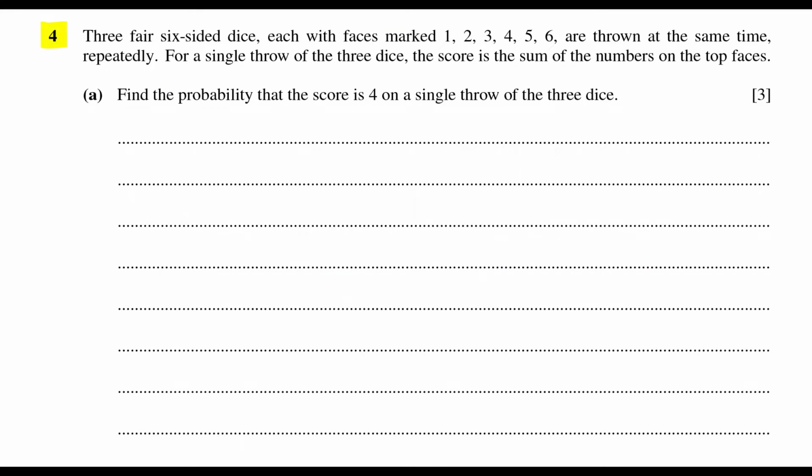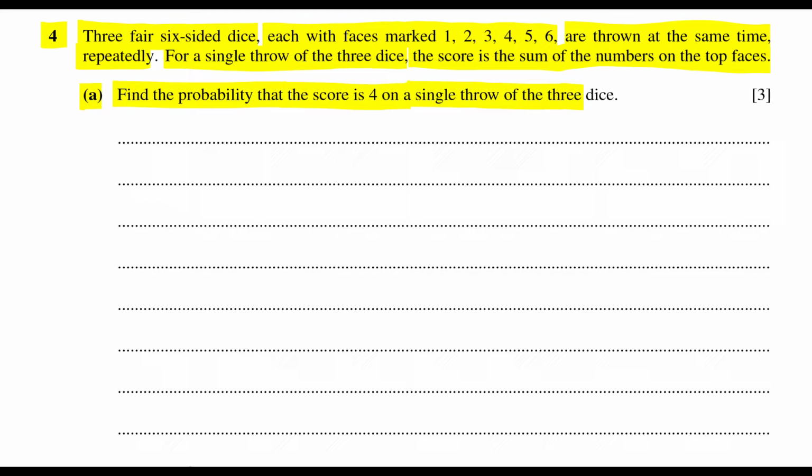This is question number 4. The 3 fair 6-sided dice, each with faces marked 1, 2, 3, 4, 5, 6, are thrown at the same time repeatedly. For a single throw of the 3 dice, the score is the sum of the numbers on the top faces. Part A: find the probability that the score is 4 on a single throw of 3 dice.